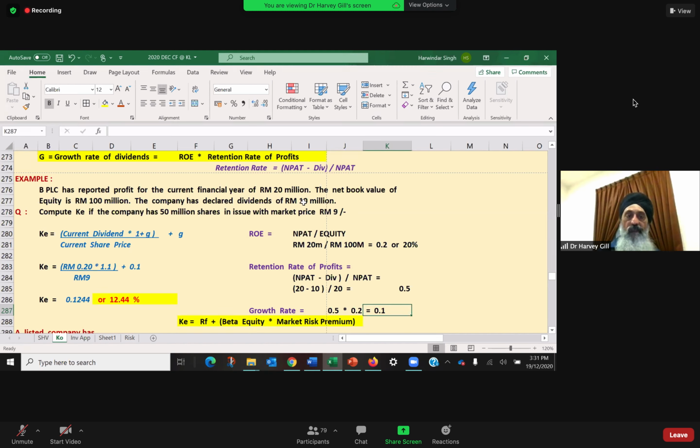Because dividends are 10 million and there are 50 million shares. So when you work it on a per share basis, 10 million dividend divided by 50 million shares is 20 cents per share, multiplied by the growth rate, which is 1.1, since it's 10% growth, divided by 9 ringgit, which is the current share price, plus the growth rate again, 0.1. And that should give you 0.1244 or 12.44%, your cost of equity.